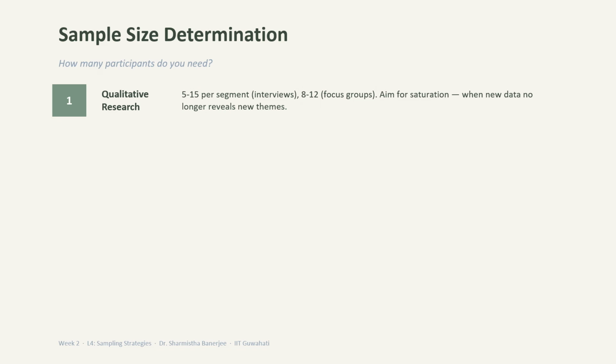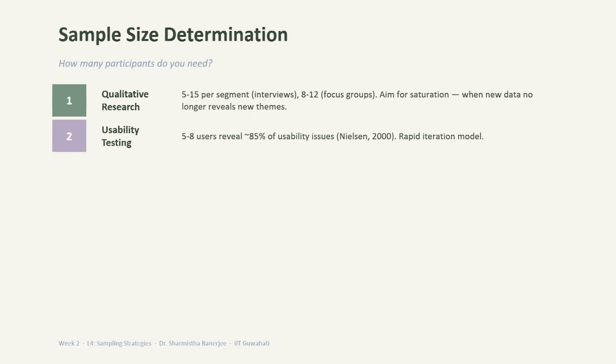If you are trying to do qualitative research and you are planning to have some kind of an interview, a ballpark number is between 5 to 15. If you are trying to do focus group interviews, in a particular session you can have between 8 to 12 people. So, in a group you have 8 to 10 people and you try to conduct 8 to 12 focus group sessions in order to aim for saturation, when new data no longer reveals new themes. If you are trying to do usability testing, 5 to 8 users usually reveal 85% of the usability issues, which helps you in rapid iteration of your product.